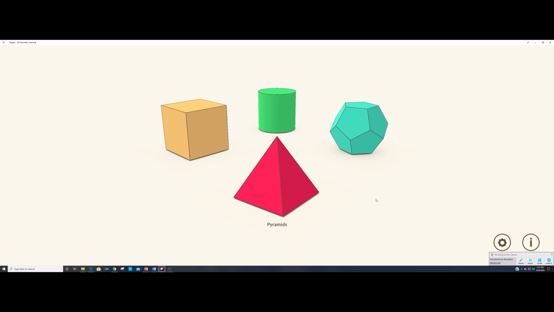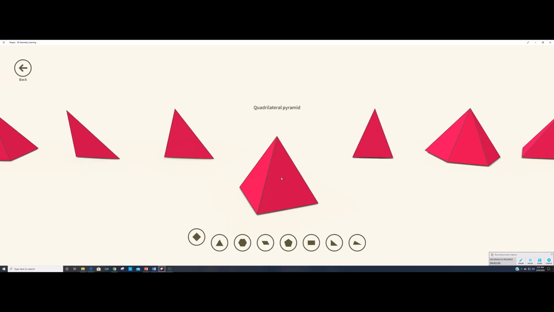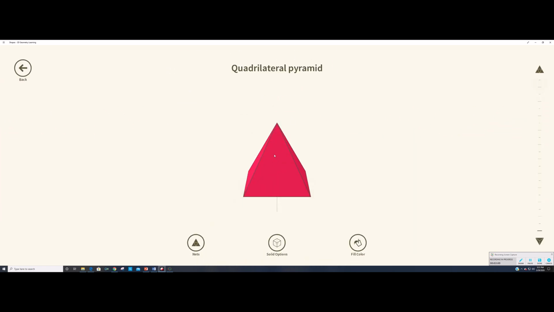So we are now inside of the Shapes application. You'll notice that there are lots of different figures we can look at. I'm actually going to click on pyramids and I'm going to grab this quadrilateral pyramid right here. Notice that the base is a quadrilateral. It's a 4-sided figure. This one also happens to be a square, so we could also refer to this more specifically as a square pyramid. I've colored that green for you. Notice the square has 4 sides.